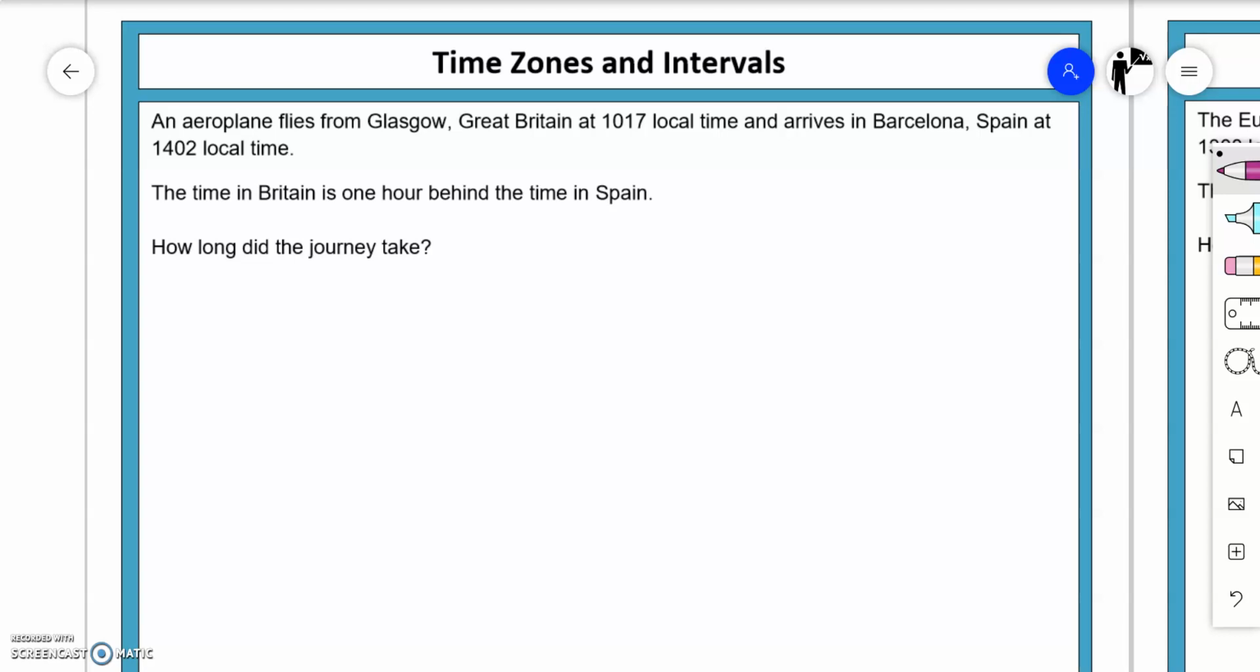a journey. So an aeroplane flies from Glasgow, Great Britain at 10:17 local time and arrives in Barcelona, Spain at 14:02 local time. The time in Britain is 1 hour behind the time in Spain. How long did the journey take?